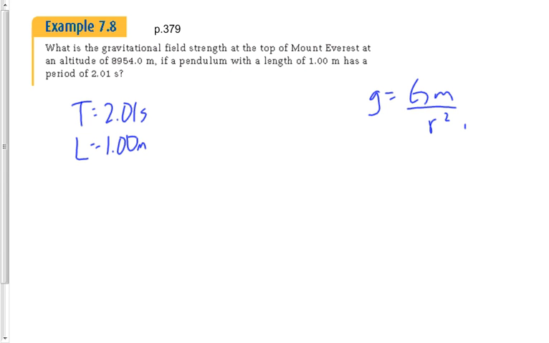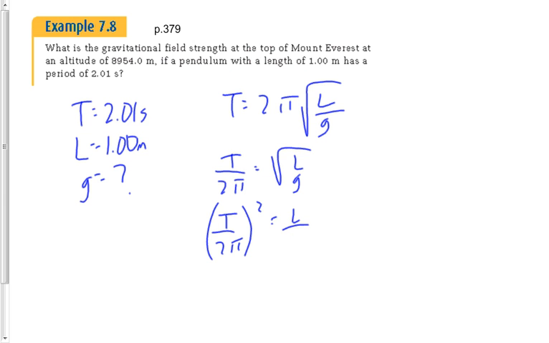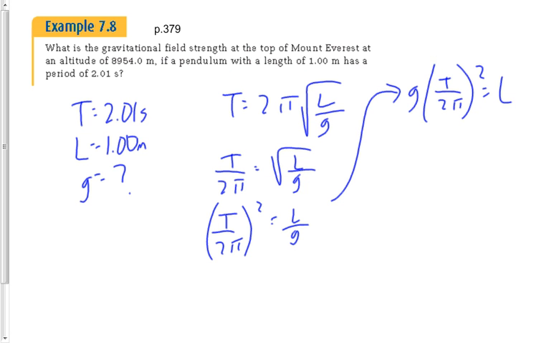We're going to solve this question using the pendulum equation, T equals 2 pi square root L over G. But we're solving for G. It's the ugly one. 2 pi goes over by dividing. Square root goes over by squaring. G goes over by multiplying. And T over 2 pi squared goes over by dividing.